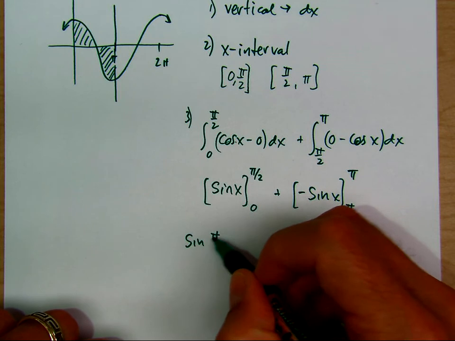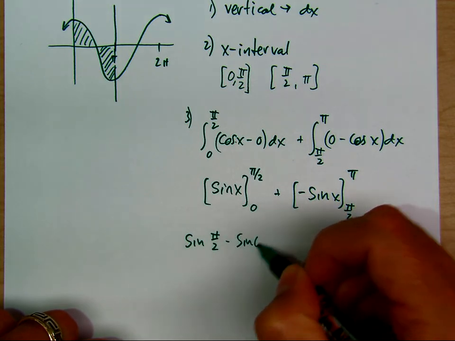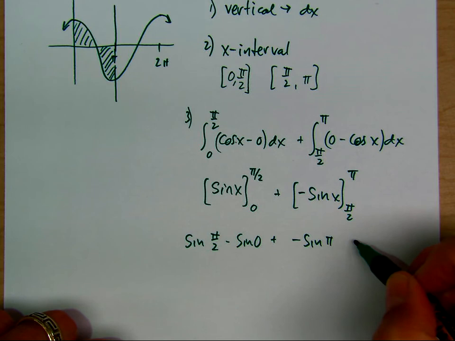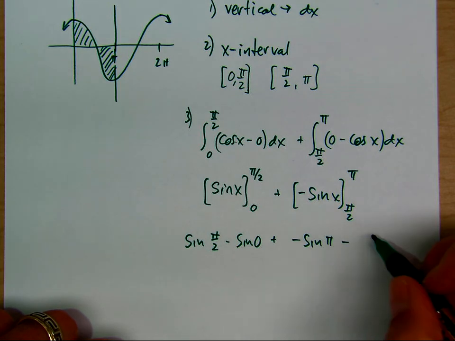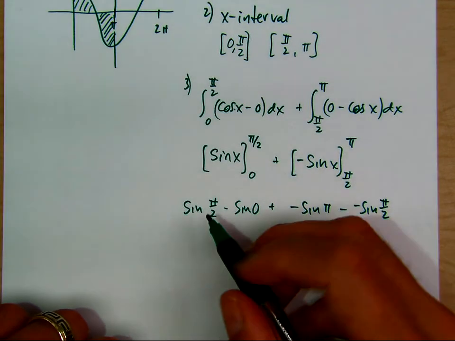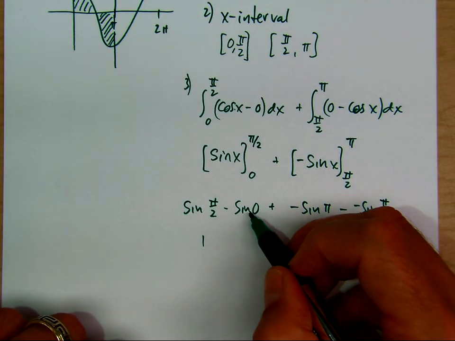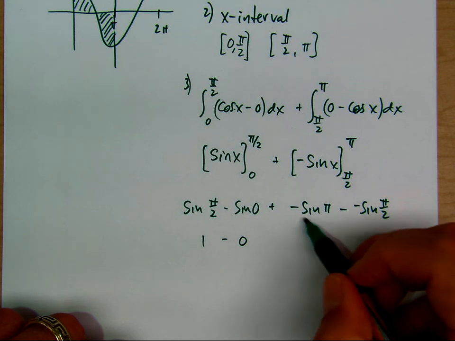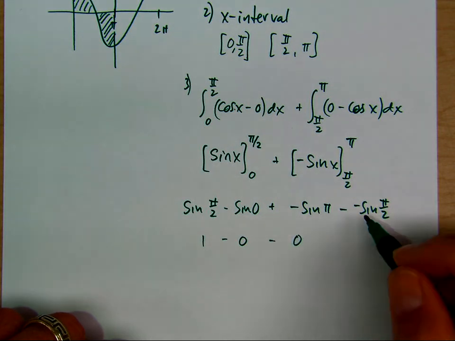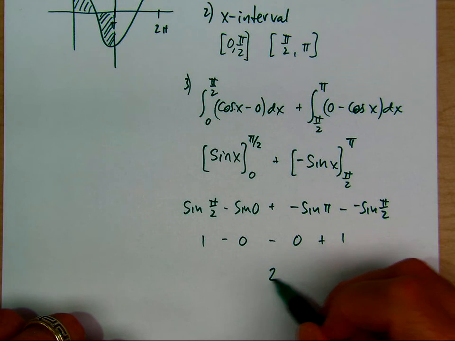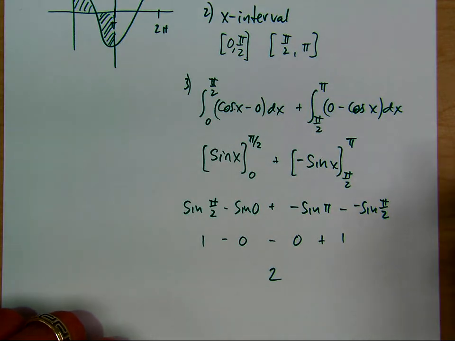Sine of pi over 2 minus sine of 0. Negative sine of pi minus negative sine pi over 2. Sine of pi over 2 is 1, sine of 0 is 0, and sine of pi is 0. Sine of pi over 2 is 1, and we have 2 for the area.